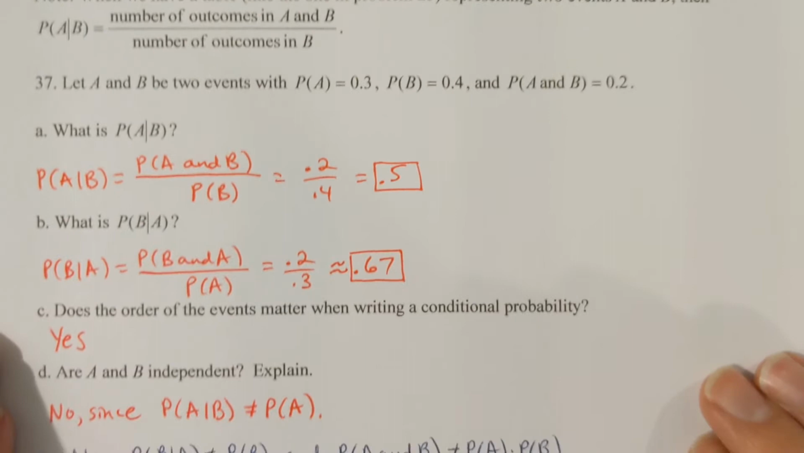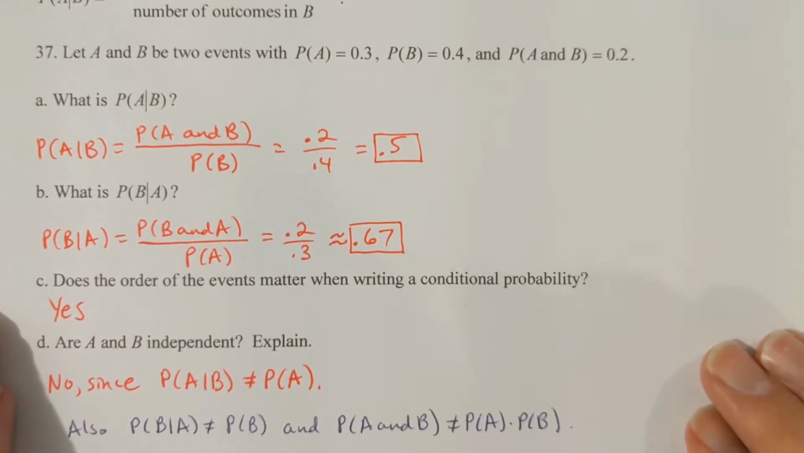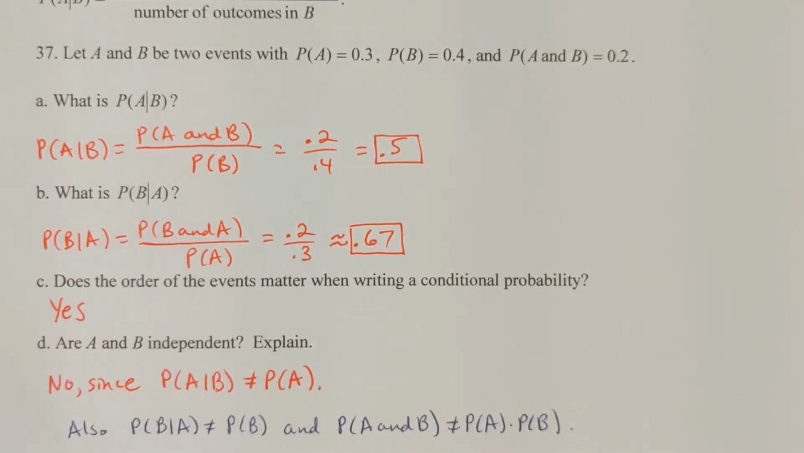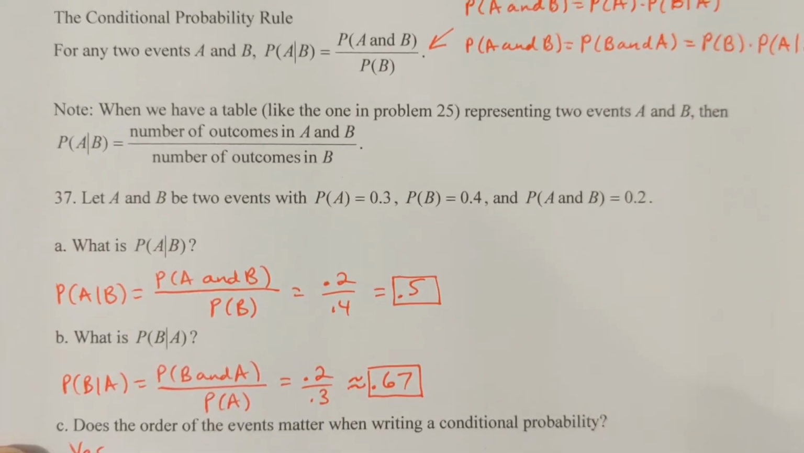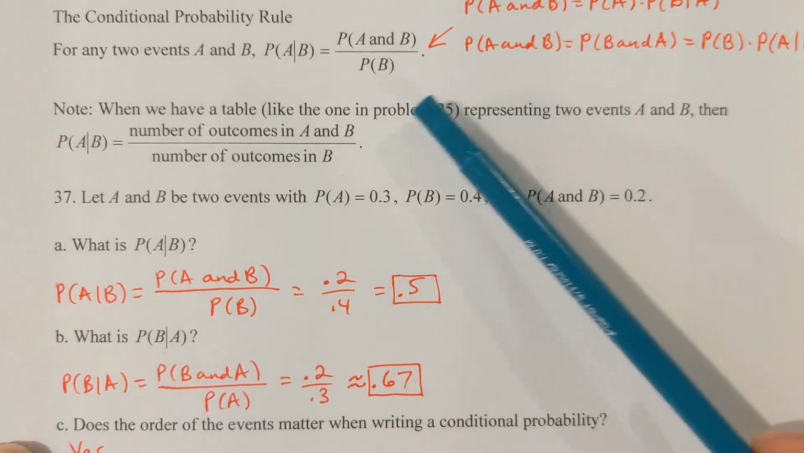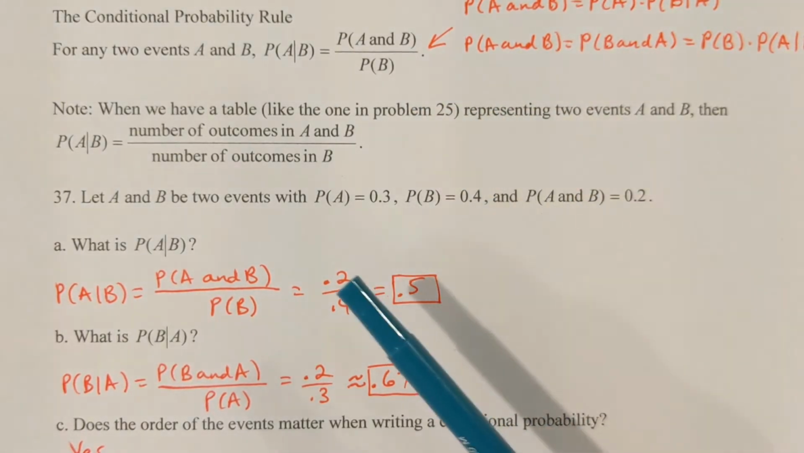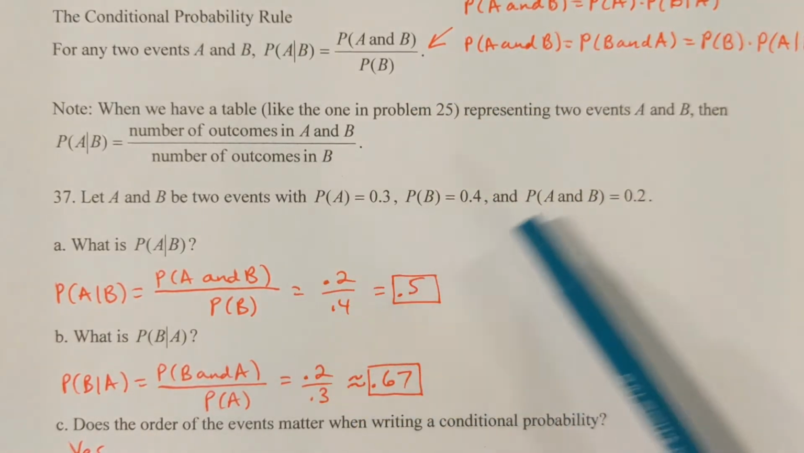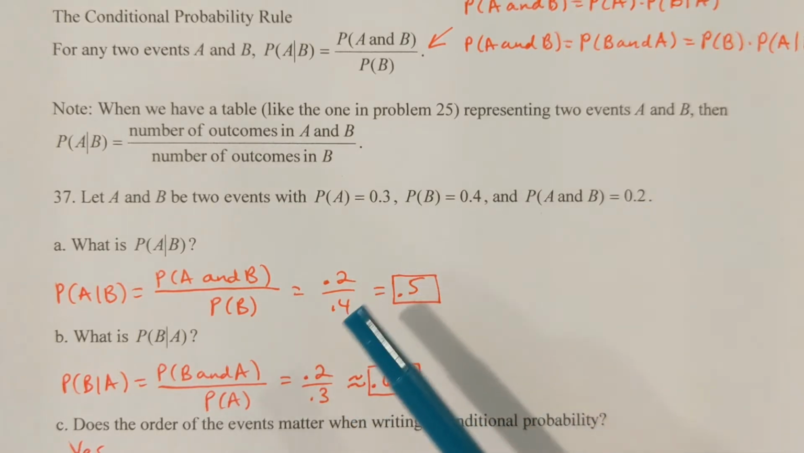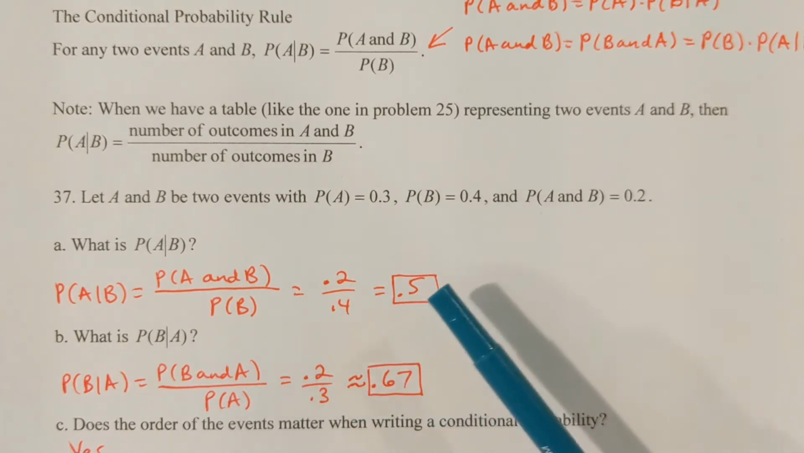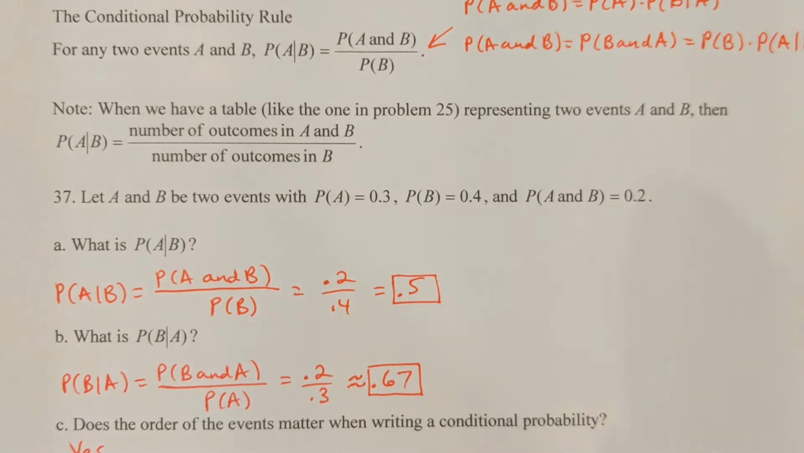Problem 37: let A and B be two events with the probability of A equaling 0.3, the probability of B equaling 0.4, and the probability of A and B equaling 0.2. What is the probability of A given B? Whenever we have a conditional probability, I would say go right to the formula. Here it is. The probability of A and B is 0.2, that was given to us here, and the probability of B is 0.4, that was also given. 0.2 divided by 0.4 is 0.5.